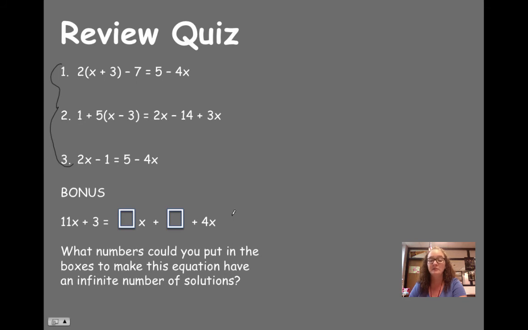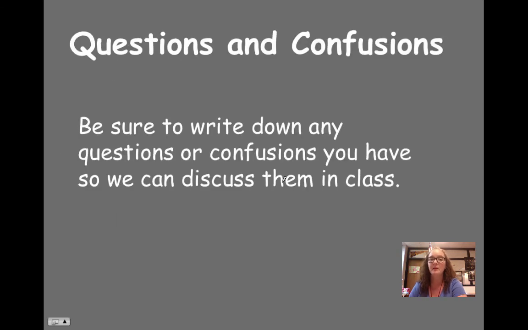Okay, here are the answers. One solution, infinitely many, one solution, and then the possible answers are 7 and 3. If you're not sure how you got any of these answers or why you got them wrong, please make sure to make a note of it so that we can go over it in class tomorrow. Write down any other questions or confusions you have about determining numbers of solutions so we can discuss them in class tomorrow.